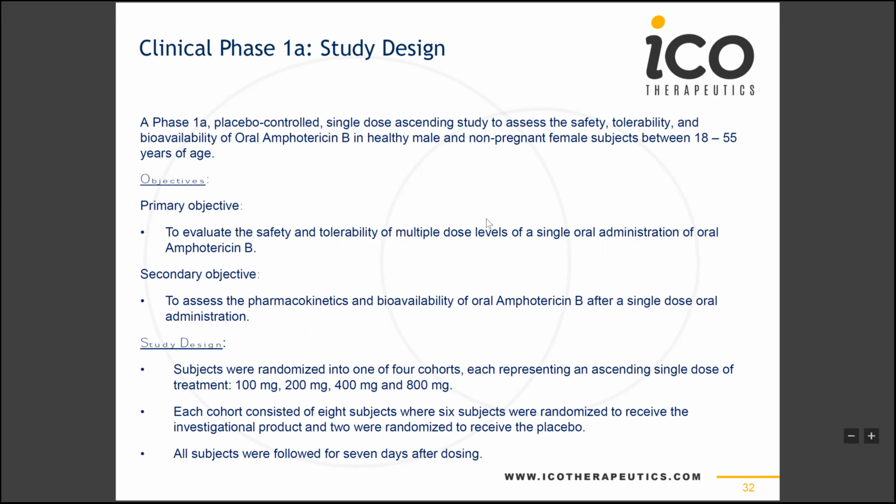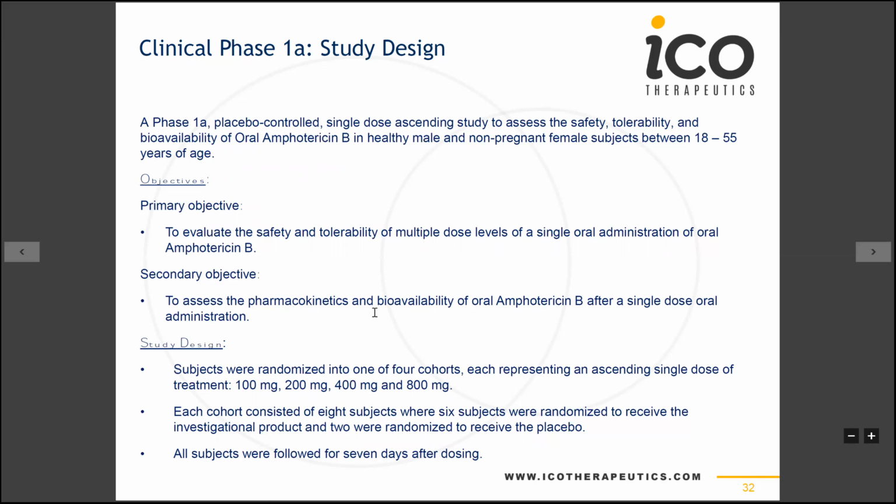And we had really two clinical trials. We had a phase 1A clinical trial and a phase 1B clinical trial. So in the phase 1A clinical trial, this was a placebo-controlled single-dose ascending study to assess safety, tolerability, and bioavailability of oral AMP-B in healthy male and non-pregnant female subjects between 18 and 55. And our primary goals were to evaluate the safety and tolerability of multiple dose levels. So we did from 100 to 800, and these were single dose studies. And we assessed the PK and the bioavailability after these single-day studies.